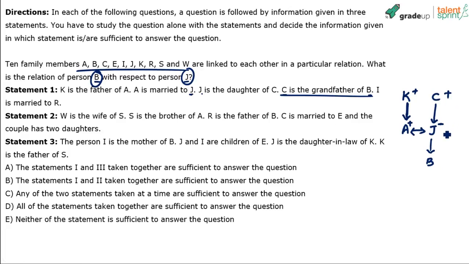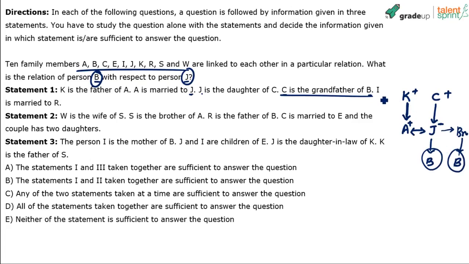Or it is also possible that C has another child who is the sibling of J. J can have a sibling, right? J can, let's say, have a brother. J has a brother, and that brother's child is B. Even in this case, C becomes a grandfather, right? C is the son's child. Your son's child is also your grandchild. So the point is, this first statement does not give us any clarity on the exact relationship between J and B. J could be the mother of B, or J could also be the aunt of B.